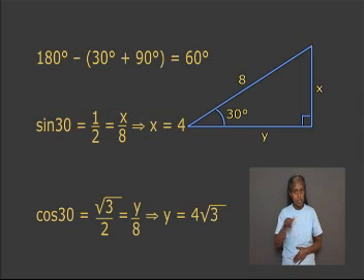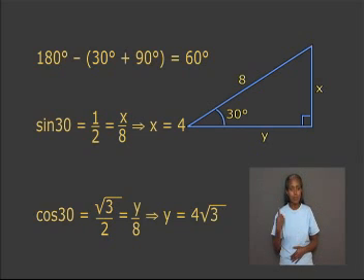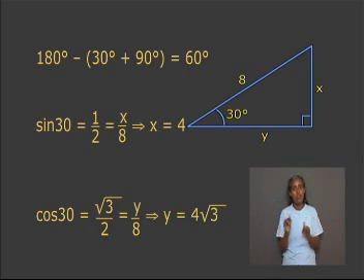Similarly, to find the length of y, we use the cosine function. The cosine of 30 degrees is the square root of 3 over 2. We use y over 8 and solve for y. The measure of y is 4 times the square root of 3.